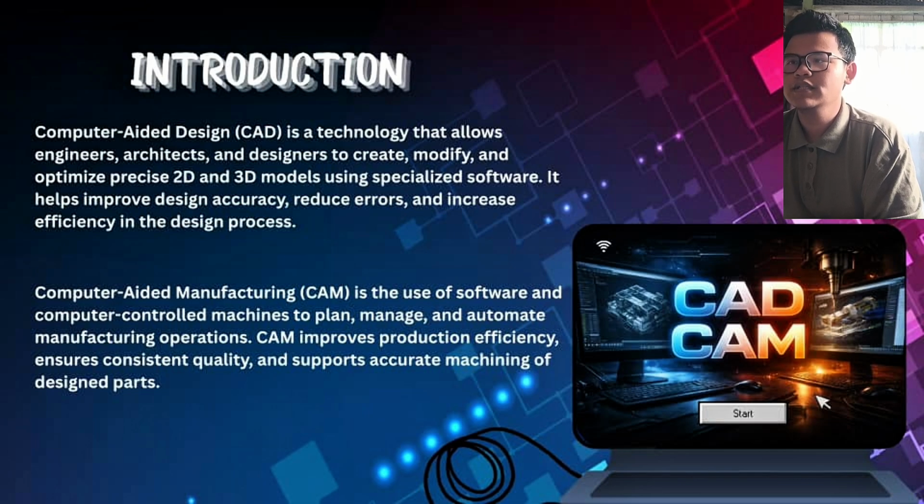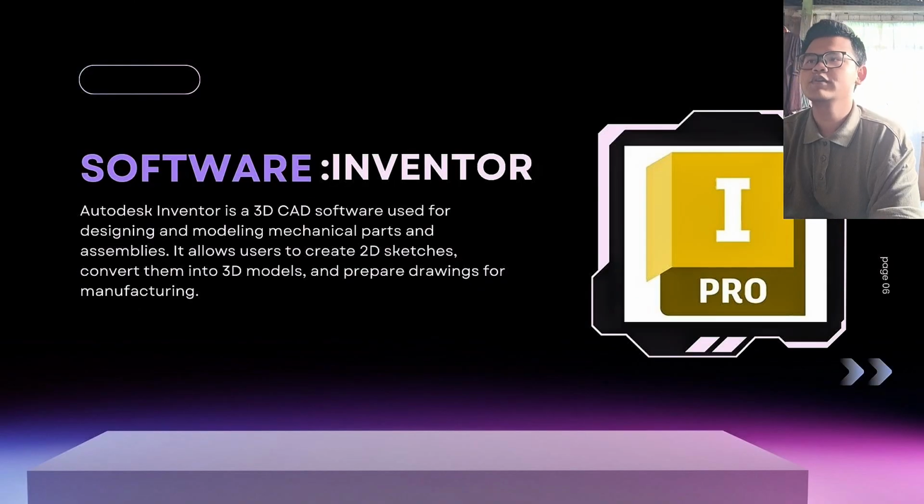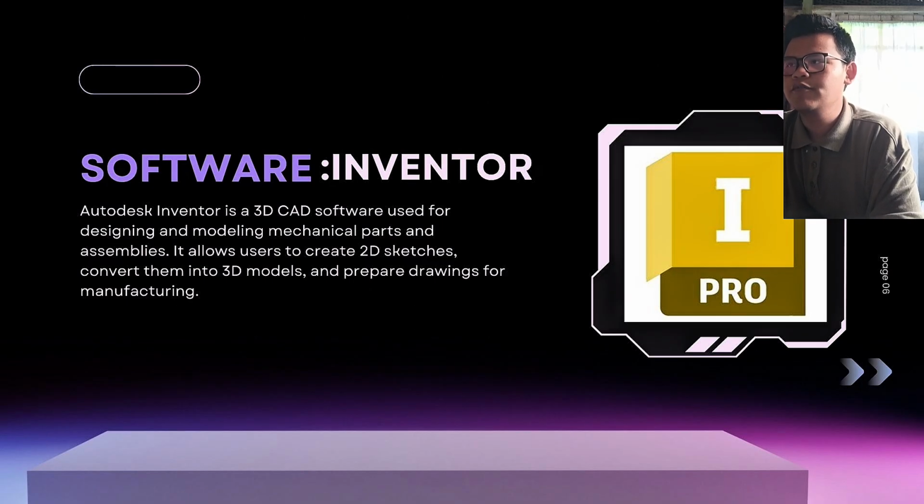Computer-aided manufacturing is the use of software and computer-controlled machines to plan, manage, and automate manufacturing operations. It can improve production efficiency, ensure consistent quality, and support accurate machining of designed parts. The software we're going to use is Inventor. Autodesk Inventor is 3D CAD software used for designing and modeling mechanical parts and assemblies. It allows users to create 2D sketches, convert them into 3D models, and prepare drawings for manufacturing.